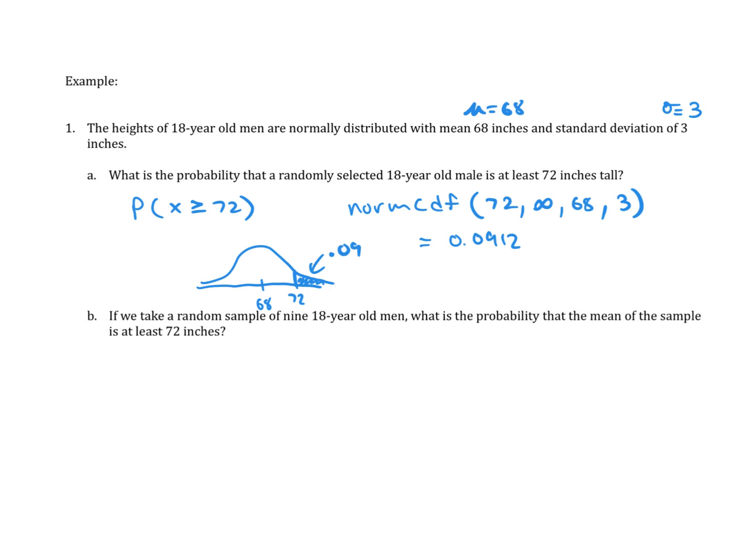If we take a random sample of 9 18-year-old men, what is the probability that the mean of the sample is at least 72 inches? So here's the key difference. We're taking a random sample of 9 18-year-old men.